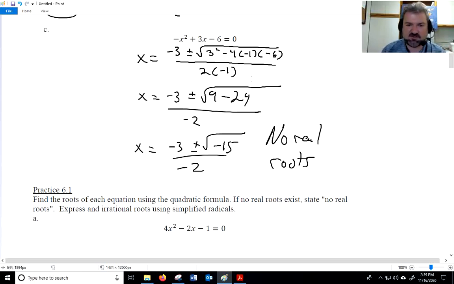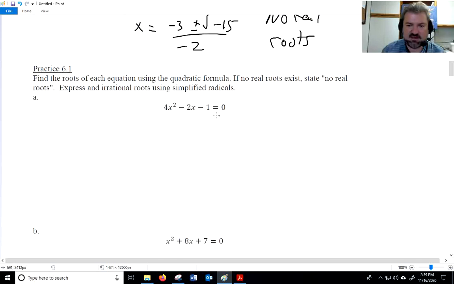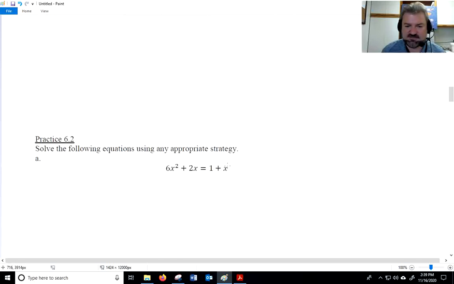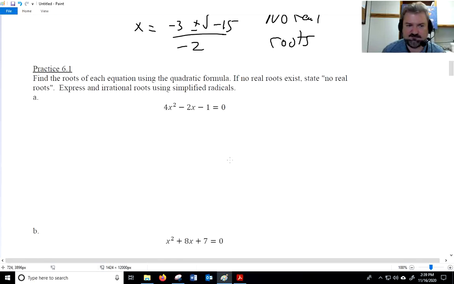Okay, I have a few practice problems for you to do. So you can do A, B, C, and then we'll talk about them. All right, let's see how we did. So you should use the quadratic formula as the instructions say.